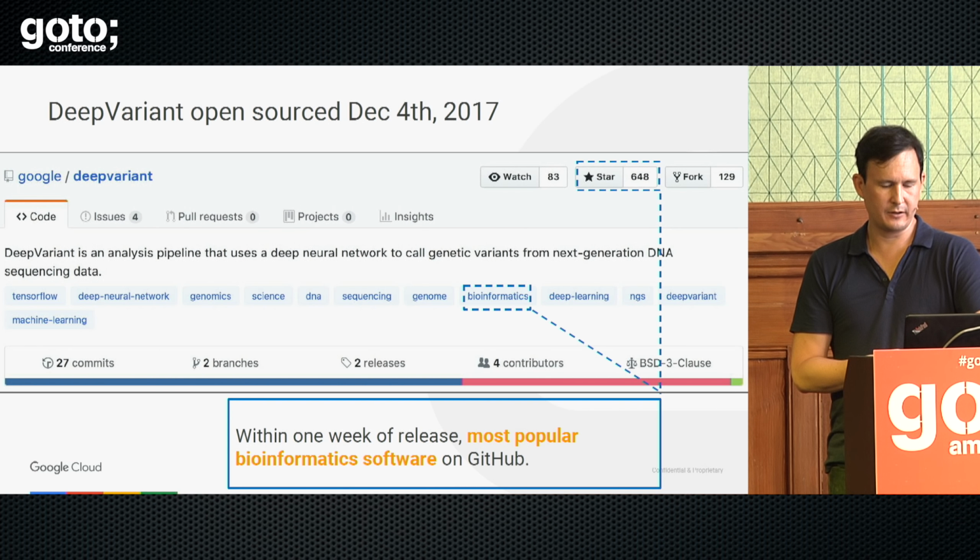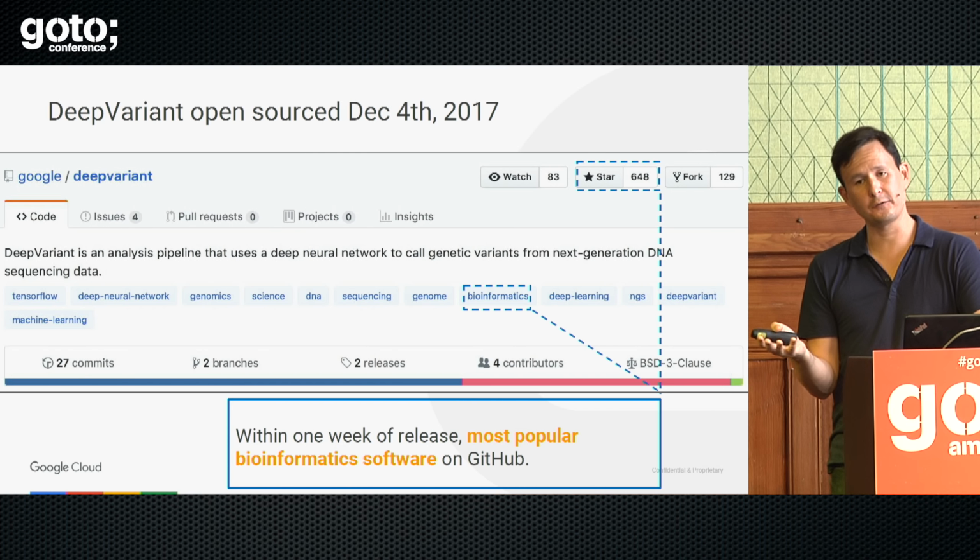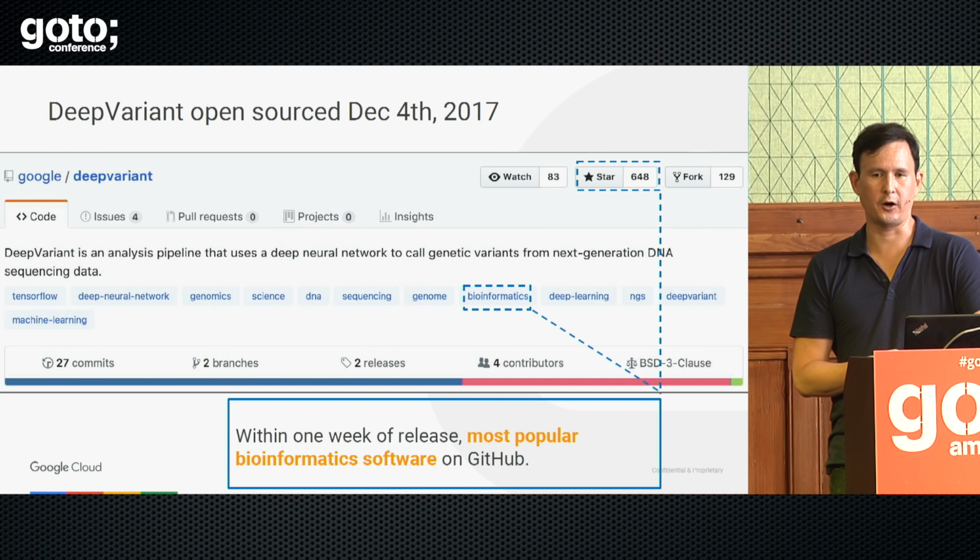And late last year, we published the source code for this thing. So it's already a very popular project, especially in the area of bioinformatics. People are downloading and using it. Again, it's open source. It's built on TensorFlow, which is open source, so you could run it on your own hardware. There's no dependency on Google to do any of this.